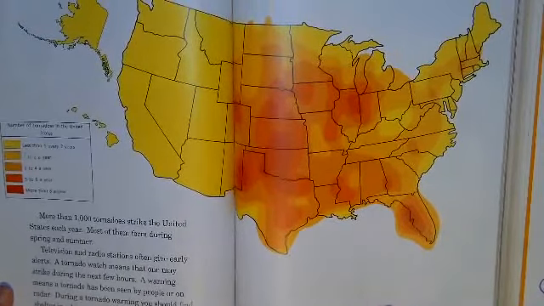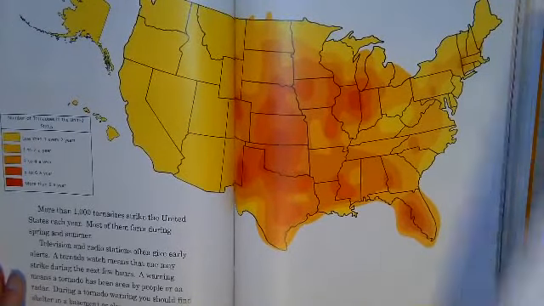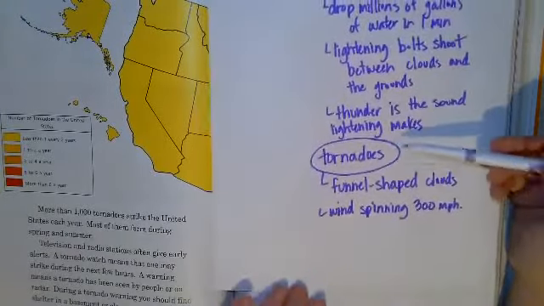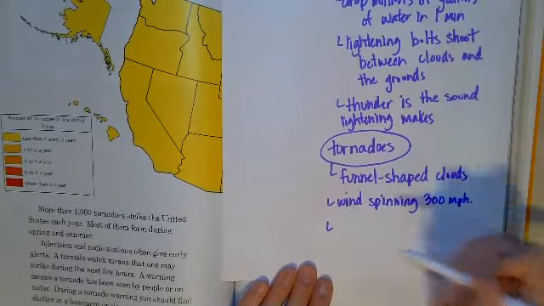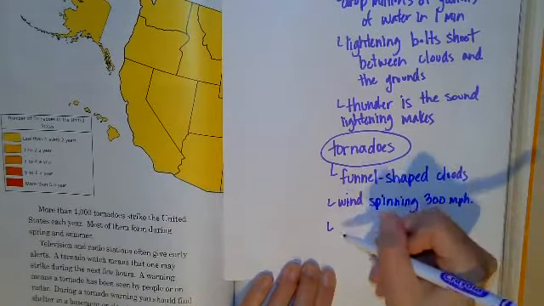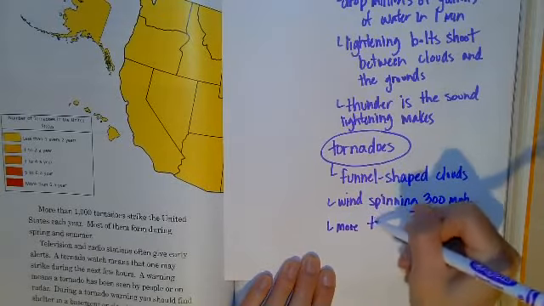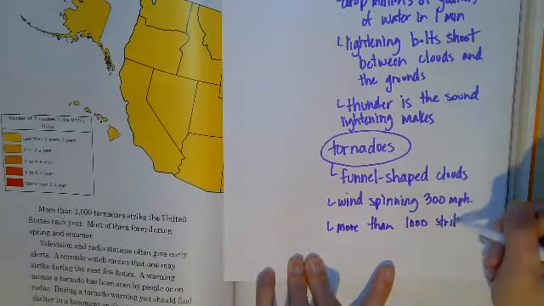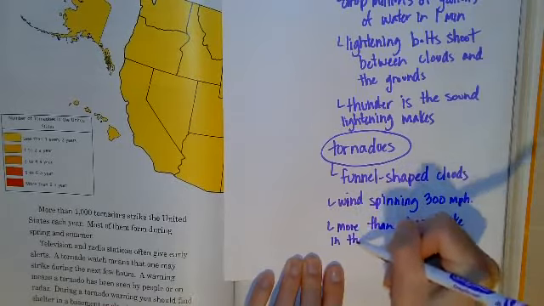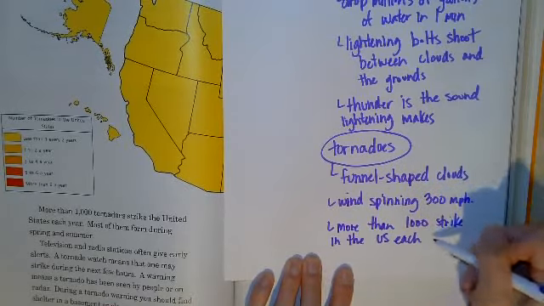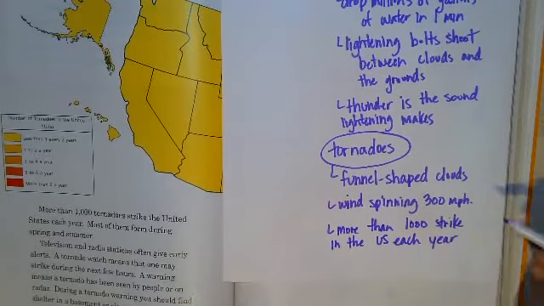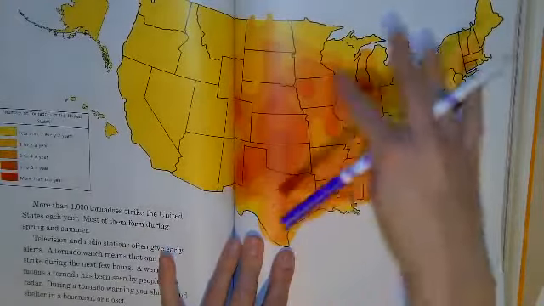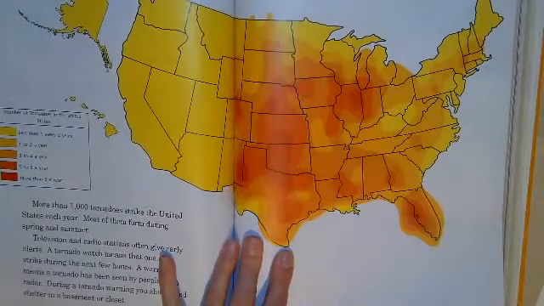All right, so we're still talking about tornadoes here. That's another one of our superstorms. Our topic is superstorms. We heard about thunderstorms, and now we're hearing some more details about tornadoes. So we could add another detail. We could say more than 1,000 strike in the US each year. So there's another tornado detail. And this is a really interesting map. It just shows where you see the most tornadoes throughout the middle of the United States there.